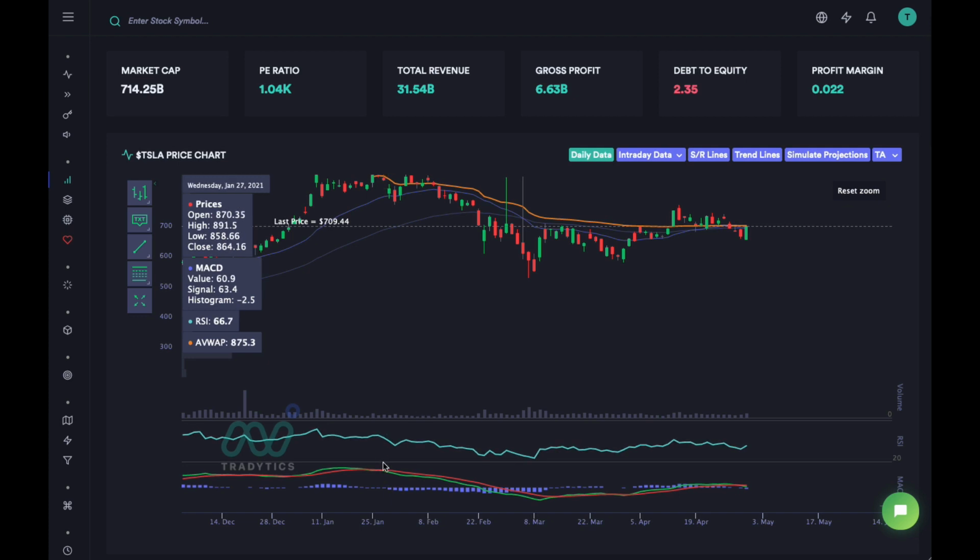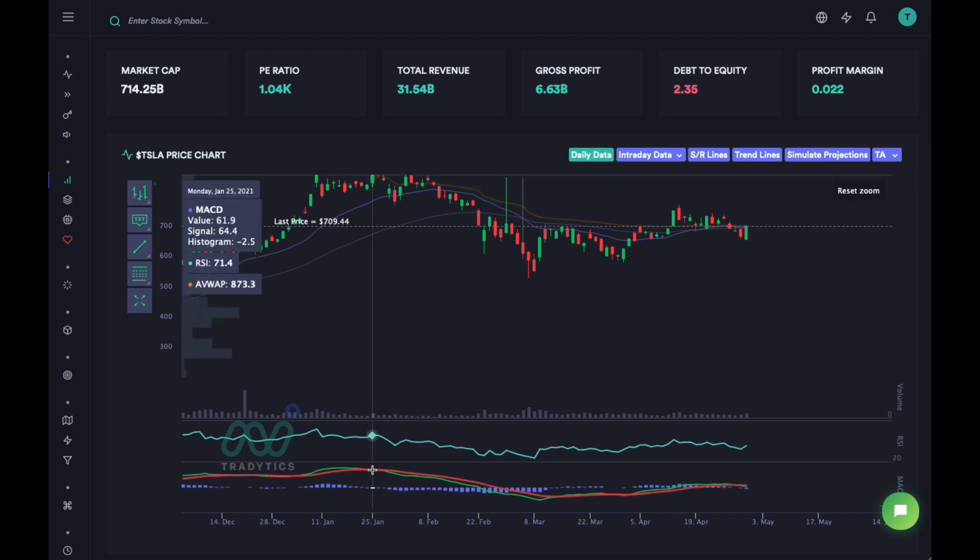Now here you can see that at this point in time, the green line actually went below the red line, and since the green line is a shorter signal, it follows the price more closely. When it goes below this red line, then you need to sell.